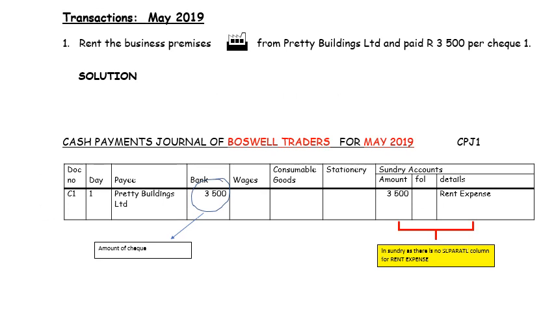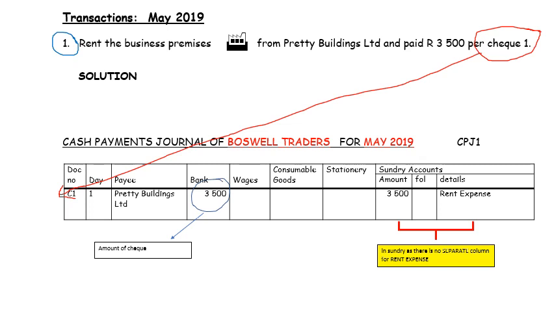We rent the business from Pretty Buildings Limited. The name of this business is Boswell Traders. It was for May 2019, and the folio is CPJ. We paid with check number 1. In your document number column, you write check number 1. The day is the 1st. How do I know it's the 1st? Because they tell you it's the 1st of May. So in my column, the 1st.